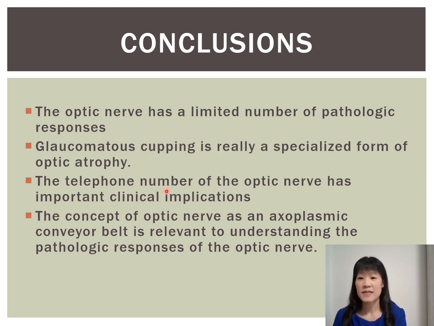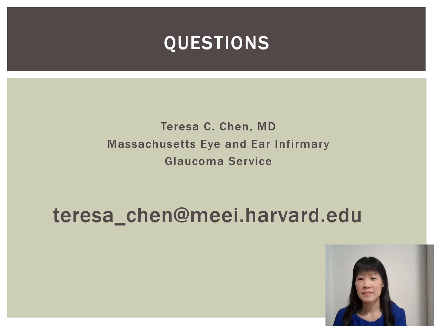The telephone number of the optic nerve tells us the length of each segment of the optic nerve: 1, 25, 10, 10. 1 is the intrascleral portion, 25 is the intraorbital portion, and 10, 10 is the optic nerve within the bony canal and the intracranial portion. The longest portion being the 25 millimeter intraorbital portion. And then lastly, the optic nerve is not a static structure. It has an active axoplasmic flow up and down with small and large molecules. So that's the first part of the optic nerve lecture.